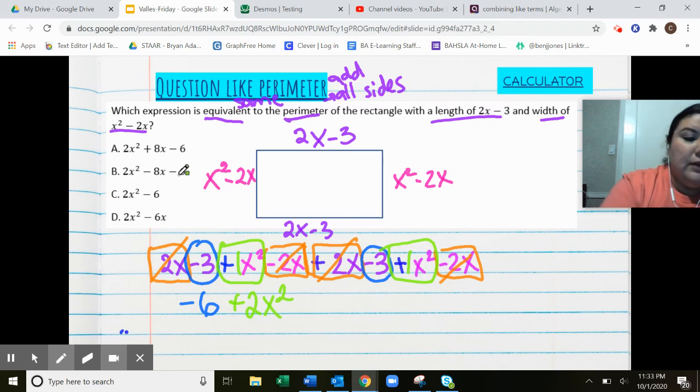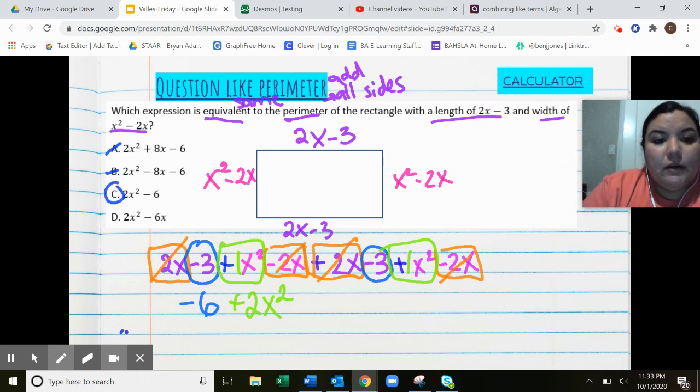So we can definitely eliminate A and B because we don't have an 8 in our answer. And then we see this here, 2x to the power of 2 minus 6. Well, that one matches because it's a minus 6 in the front, and the 6 doesn't have an x. So our answer here is C.